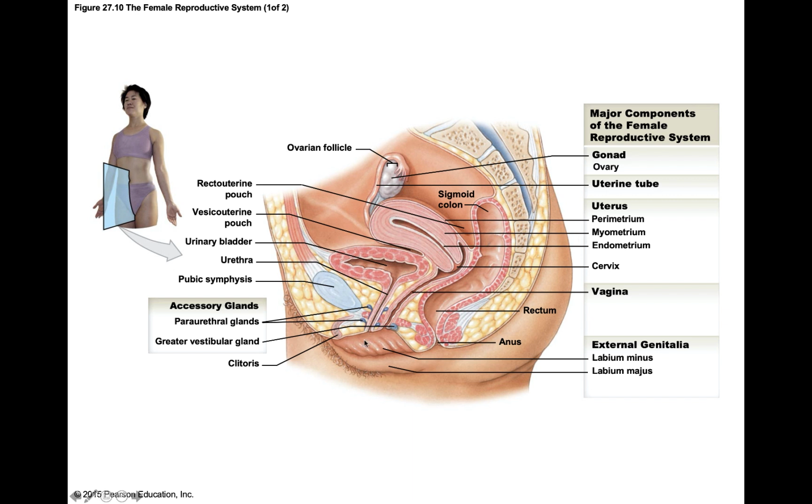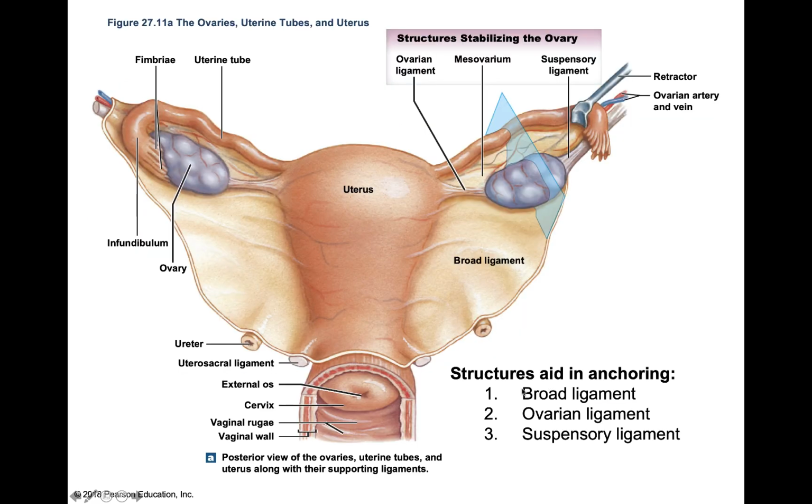So the penis is homologous to the clitoris. The labia majora, or labium majus, is homologous to the scrotum. The testes are going to be homologous to the ovaries in females. There are three ligaments that are aiding in anchoring of the uterus.